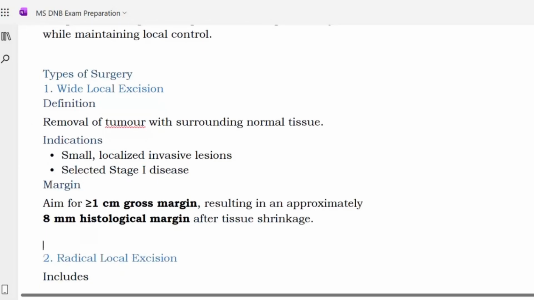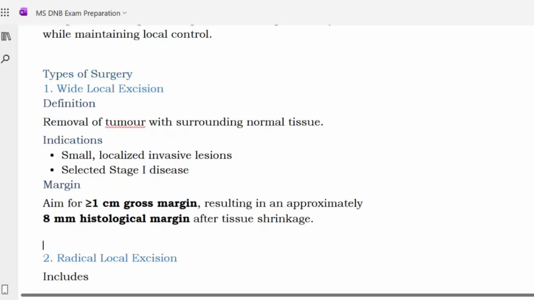So let us see first the wide local excision. What do we mean by wide local excision? It is the removal of tumor with surrounding normal tissue. So we are going to do the excision of the tumor with adequate margin. Surrounding normal tissue also you have to remove, and the indication is a small localized invasive lesion, selected stage 1, especially 1A. Okay, we have seen stage 1 is divided into 1A and 1B. So when you have a small localized invasive lesion and selected stage 1 disease, here how much margin you have to remove beyond the tumor?